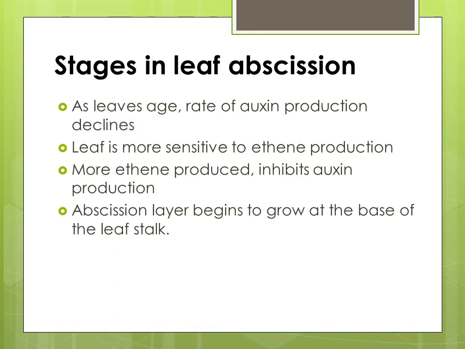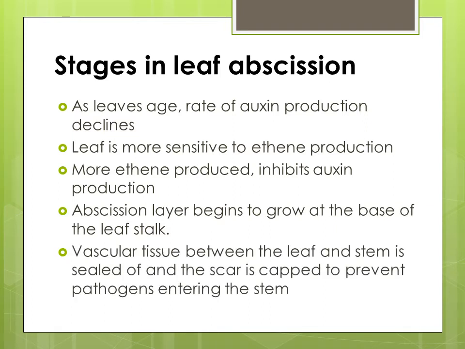The abscission layer begins to grow at the base of the leaf stalk. Now this is a layer which cuts off the vascular tissue and reduces the flow of materials in and out of the leaf. And eventually that abscission layer creates a complete seal over the vascular tissue, and it's made of a material called suberin, which is basically cork, and eventually this will be completely capped to prevent anything like fungi or bacteria getting into the area where the leaf falls off.